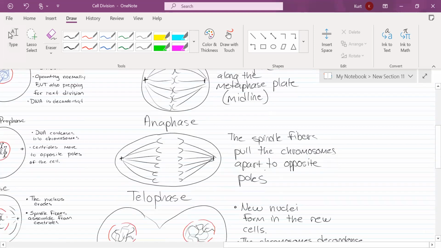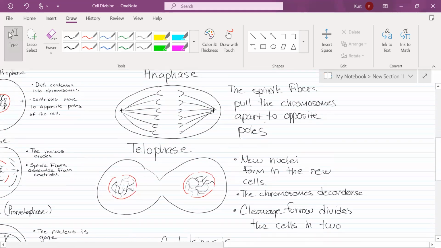Okay, after anaphase is telophase. 2 new nuclei begin to reform. The chromosomes are going to decondense back into just general DNA called chromatin. And there's something called a cleavage furrow, which is going to start to split the cells in half. But look very closely. Look at telophase. Are the cells actually physically split yet? Not yet. They're getting there, but they're not separated yet. This is called a cleavage furrow, where they're kind of pinched across to be separated.